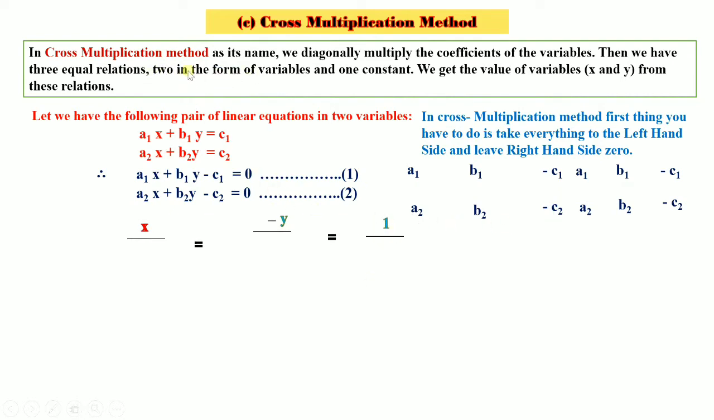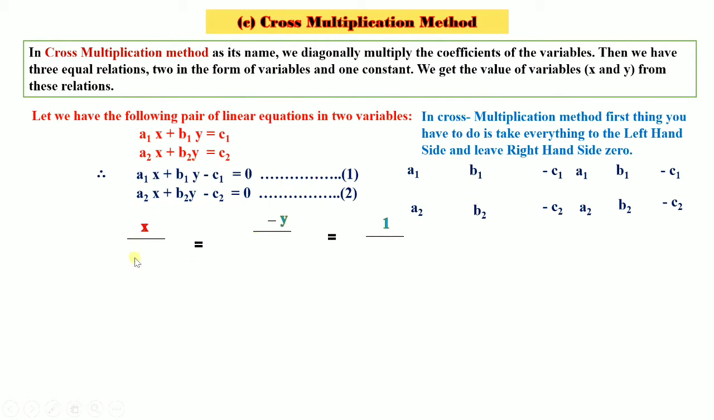I read this sentence: two in the form of variables. Two relations are in the form of variables, meaning here we have x, here we have y, and one constant. So here it is constant, 1 upon whatever it is, and it will come in the denominator here, here, and here. All three denominators will be constants.